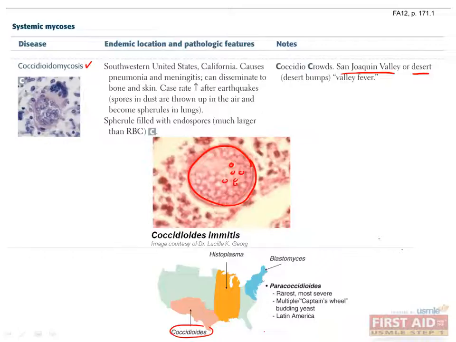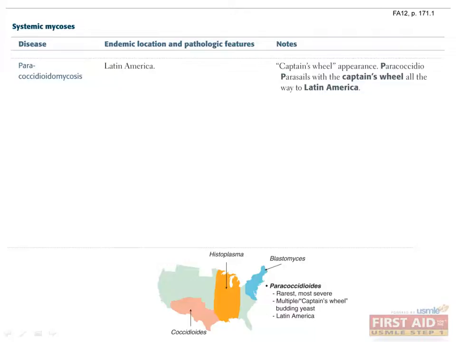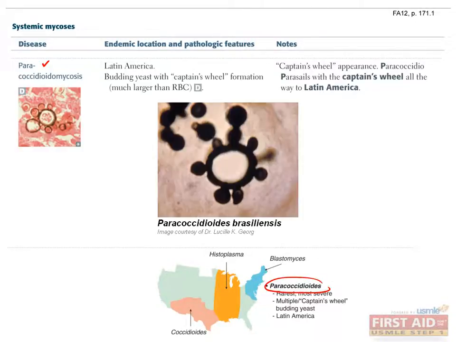Coccidioidomycosis has been linked to earthquakes in California, which tend to disrupt the soil and throw spores up into the air, where they are inhaled and become spherules in the lungs. The last of the four systemic fungi is Paracoccidioides, which is endemic to Latin America. This fungus has an interesting shape that has been likened to a captain's wheel due to its multiple buds. Can you see why in this image?